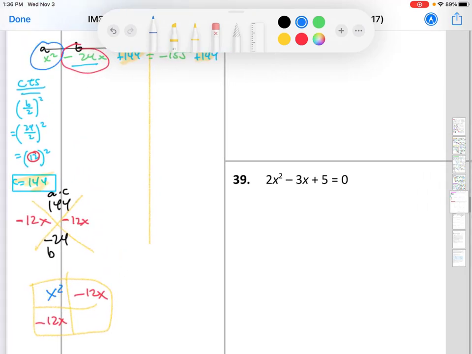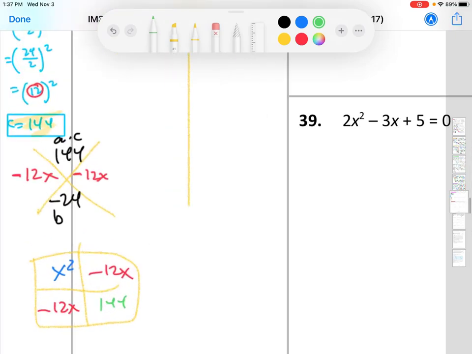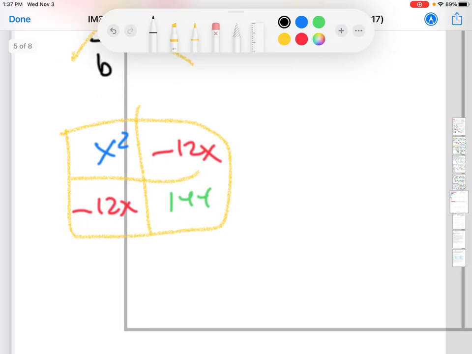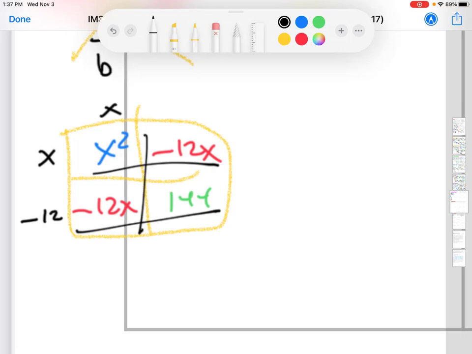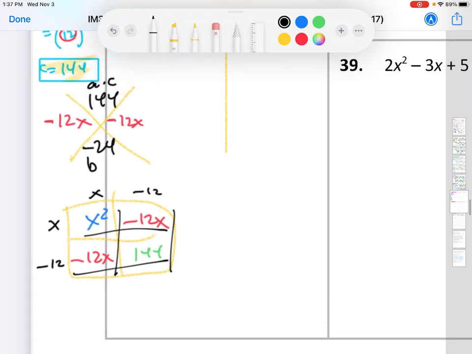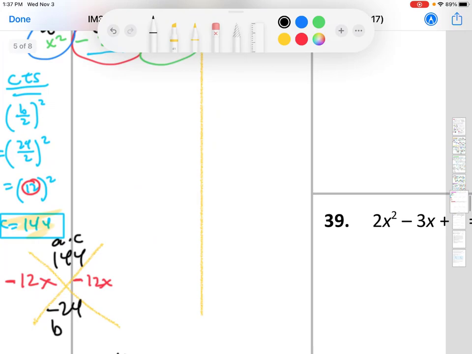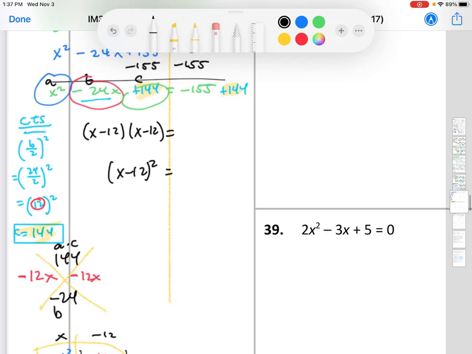That is x squared and a c value of 144. Factor that, it becomes x, negative 12, x, and negative 12. So we get x minus 12, x minus 12, or we write that as x minus 12 squared. And that will equal negative 11.